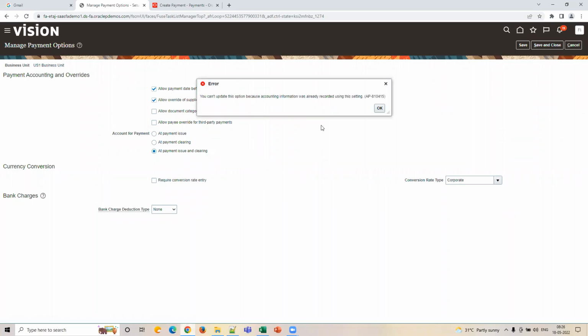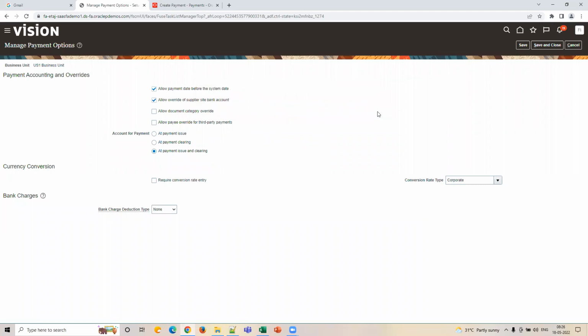If I keep this option, what it's saying is you cannot change this option because many payments have been recorded with this fix. If you keep this option, what does it mean?